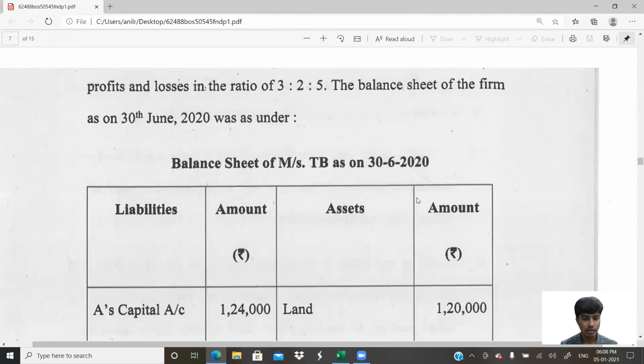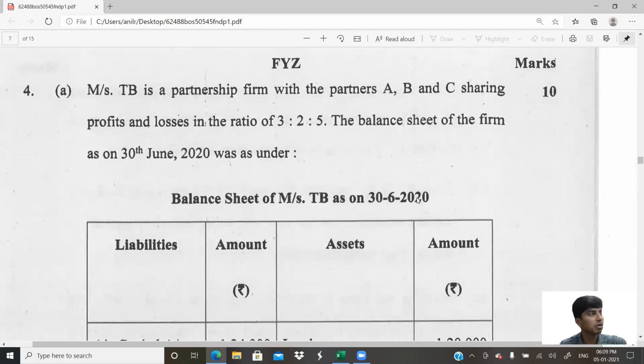Yes. Come on, let us go to the next one. So we're solving question number 4A now. The question is based on partnership. Let's do it.